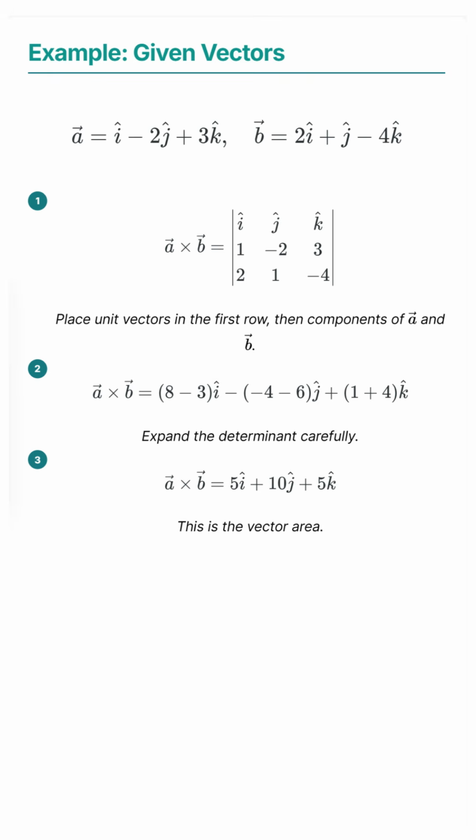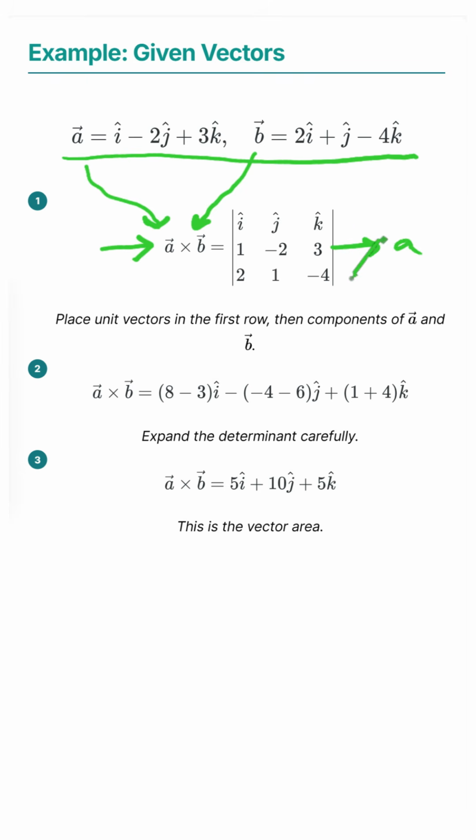Suppose vector A is i hat minus 2j hat plus 3k hat, and vector B is 2i hat plus j hat minus 4k hat. To find the area of the parallelogram formed by these vectors, we first find their cross product. We set up the determinant with i hat, j hat, and k hat in the first row. The components of vector A are 1, negative 2, and 3, so they go in the second row. The components of vector B are 2, 1, and negative 4, so they go in the third row.